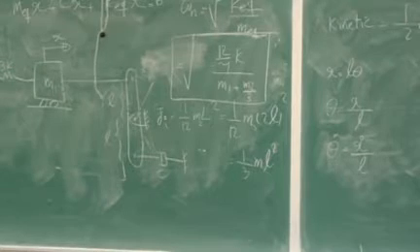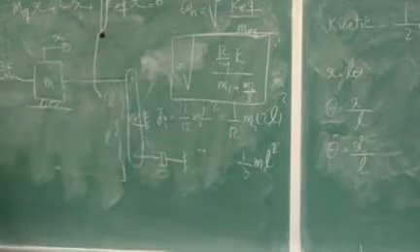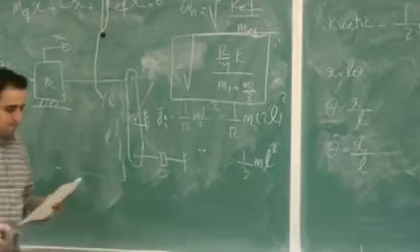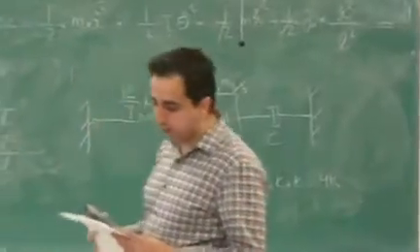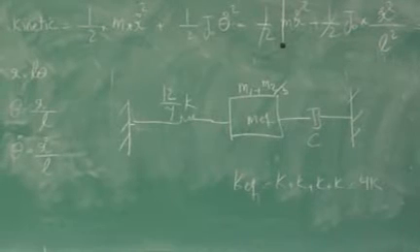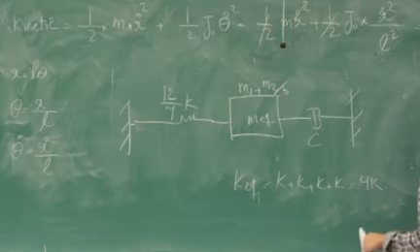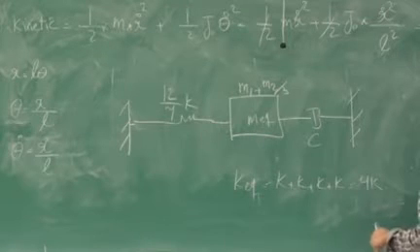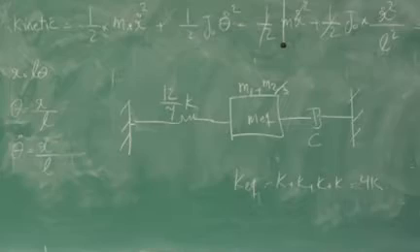Any questions so far? So the last part is part three. What value of C should be selected to have a critically damped system? If you want to have a critically damped system, zeta must be equal to 1. So C must be equal to Cc. So Cc is going to be 2 m equivalent multiplied by omega n.